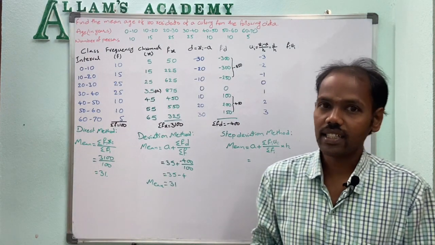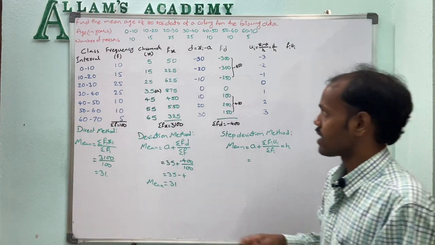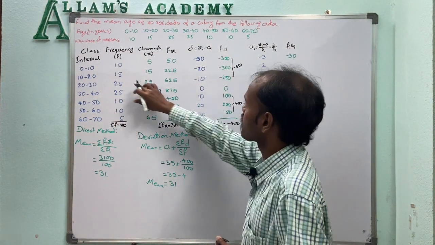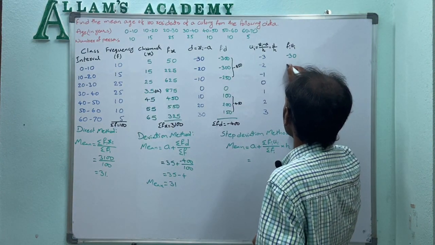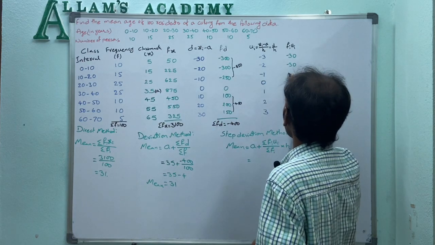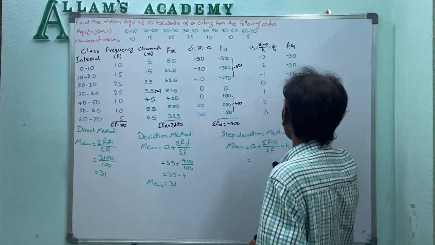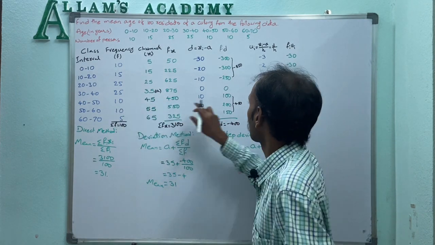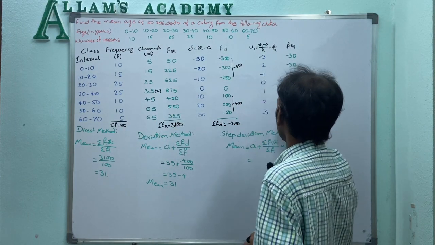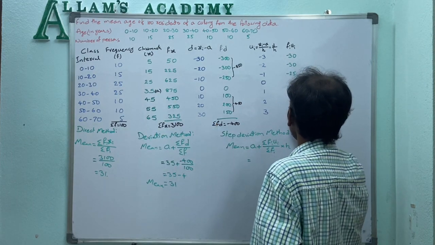Now finding the product of f and u. 10 into minus 3 is minus 30. Next, 15 into minus 2 is minus 30. 25 into minus 1 equals minus 25. 25 into 0 equals 0. 10 into 1 equals 10. 10 into 2 equals 20. 5 into 3 equals 15.